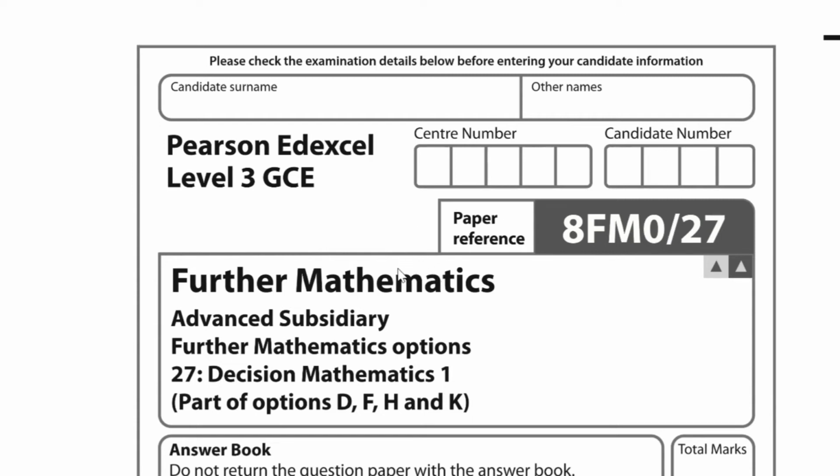This is the Edexcel AS Level Further Maths Paper 2 from the October 2021 series, and in this paper we will be taking a look at the Decision 1 (D1) module.